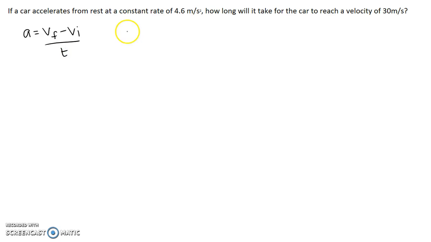If I list my variables, I get a, vf for final velocity, vi for initial velocity, and t for time. If I look at the problem, it's accelerating at a constant rate of 4.6 meters per second squared. I'm looking for how long, and we know that how long means time. And I'm going to have a final velocity of 30 meters per second.